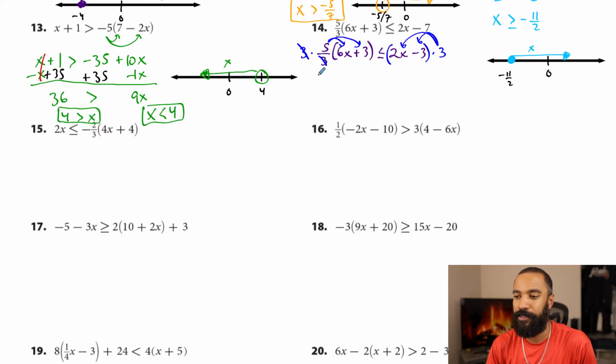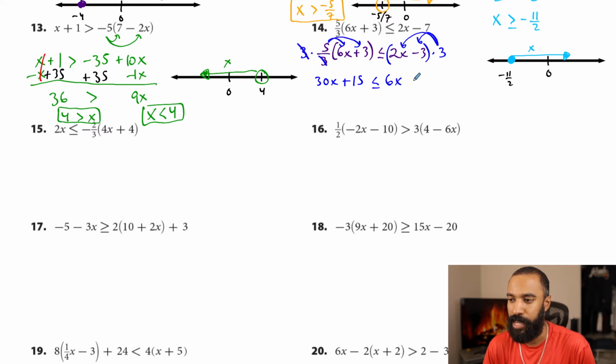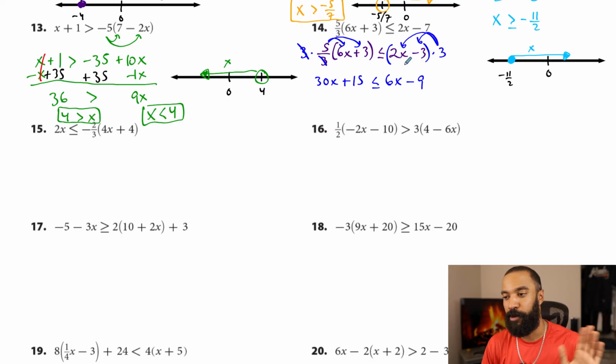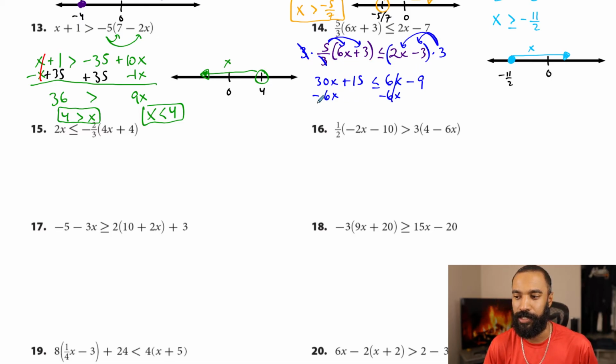So here we go. 5 times 6x is 30x. 5 times 3 is 15. 3 times 2x is 6x. 3 times negative 3 is negative 9. All right. Now, your best of both worlds is if when I move this x term over, I have it positive and on the left side, and it seems like that's the case. That way you don't have to divide by a negative, or you don't have to flip your entire thing over from here to here. Flip.